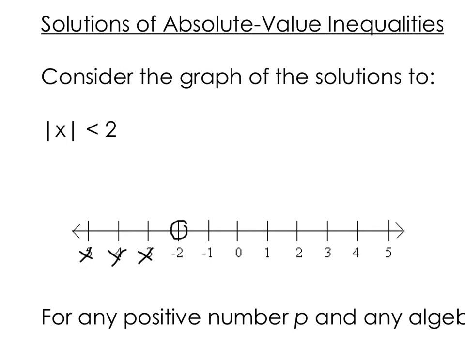What about -1? The absolute value of -1 is 1. That is less than 2. That works. What about 0? It works. Absolute value of 0 is 0. That's less than 2. 1, sure, that works. 2, so close, but not quite. What about 3? The absolute value of 3 is 3. That's not less than 2. That doesn't work. 4, no. 5, no. So our solution consists of just those numbers between -2 and 2.